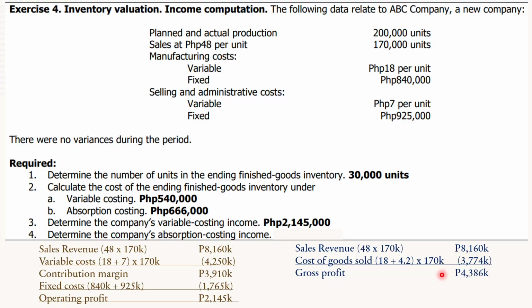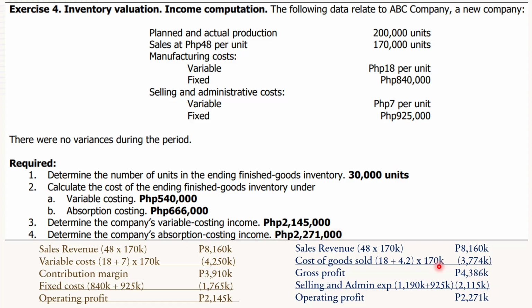Then the next item for deduction are the selling and admin expenses. Variable selling and admin is 7 times 170K, 1,190K. Then the fixed selling and admin is 925K. 1,190K plus 925K is 2,115,000. To be deducted from 4,386K, your operating profit will be 2,271,000 under absorption costing.